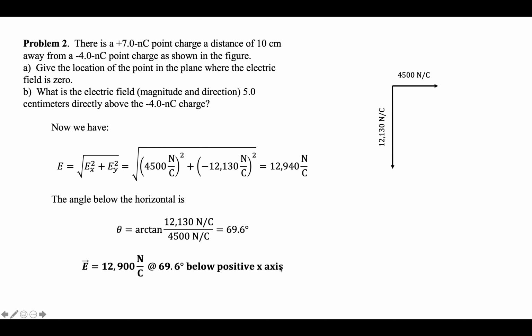So let's put this vector on our original diagram. We started with this. We want to know the field here, and it's down that way, just as we thought. The magnitude is 12,900 newtons per coulomb, and the direction is 69.6 degrees below the positive x-axis. That's the answer to problem number 2 on exam 2 in module 1.